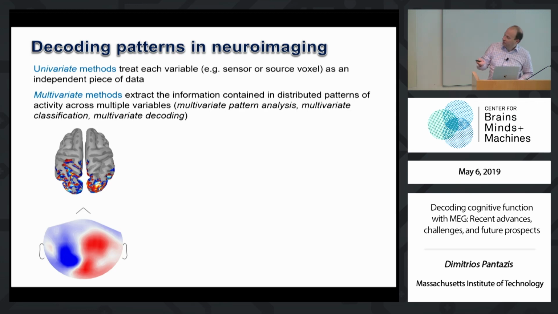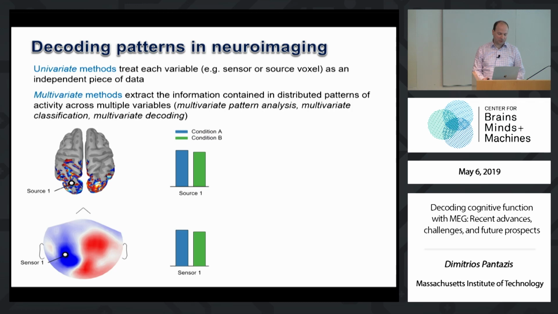And you can see in sources and sensors how different patterns can be useful to contain information. Let's assume the case of a single source or a single sensor. In this case, the point of these bar plots is to show that the corresponding source or sensor may not carry information about condition A or condition B, and show the same kind of activity. So we cannot use this source data to discriminate the different conditions.